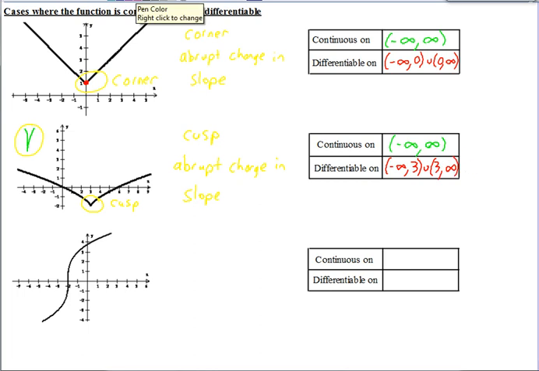The next one, again, you can see it's continuous everywhere, from negative infinity to infinity. There's no corner or cusp. It's a nice smooth curve, so there's no abrupt change in slope there. However, if you take a look right at negative 2, you can see the tangent line there. You could draw it, unlike the other two. However, it would be a vertical tangent line.